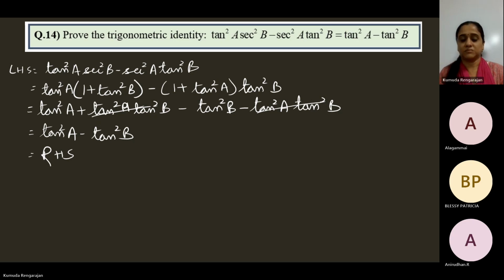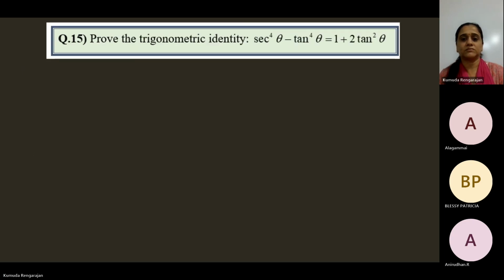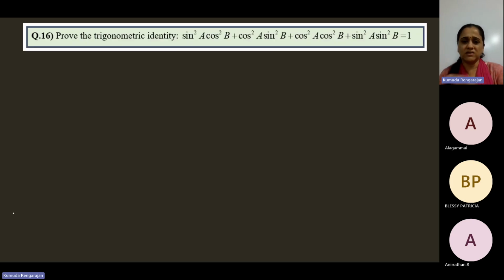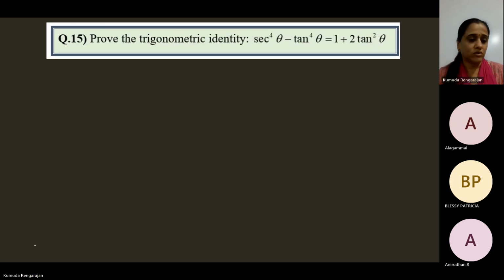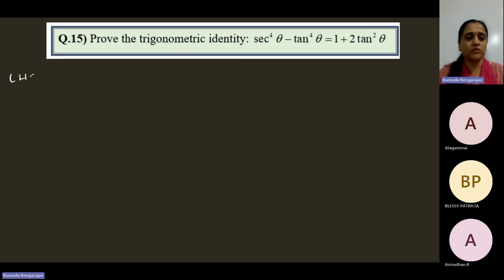Done, children? This one we've already done earlier. Write down along with me. This part we had an identity earlier.